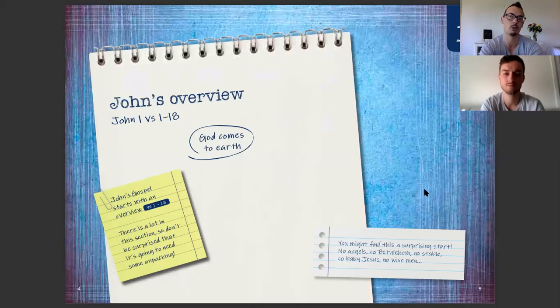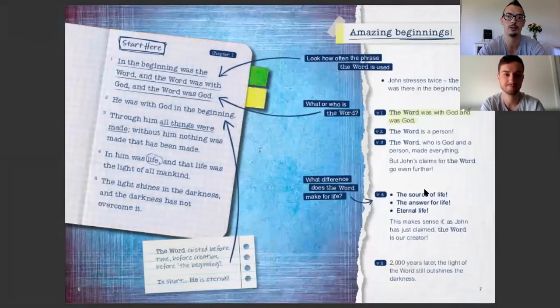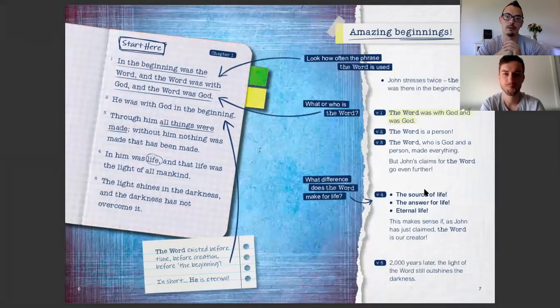Now, Pat, I'm not sure what you're expecting when you agreed to meet with me, but if you know something of the Christmas story, maybe you thought, oh, I know what's going on there. There's angels, Bethlehem, Mary and Joseph, a baby Jesus, wise men. But if that's what you're expecting, you'll be surprised that there's none of those things here as we dive into John.